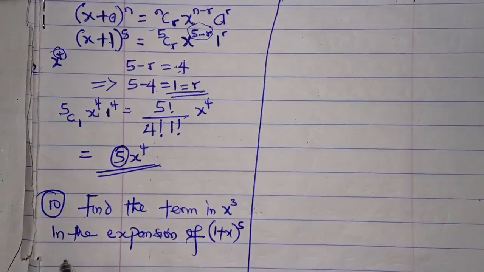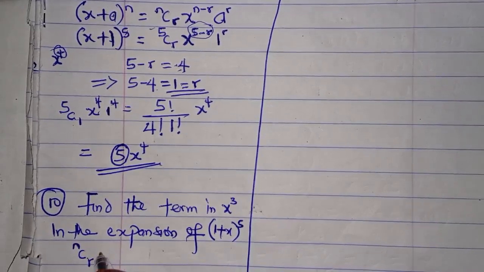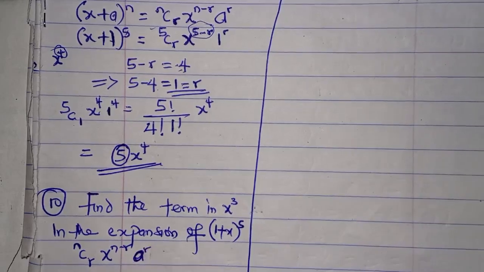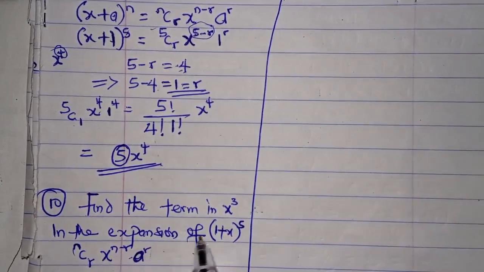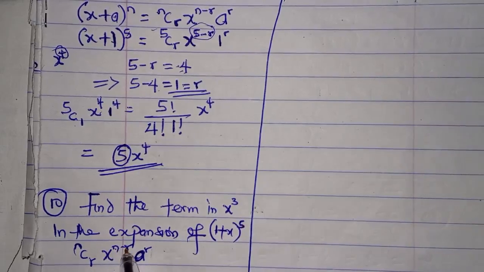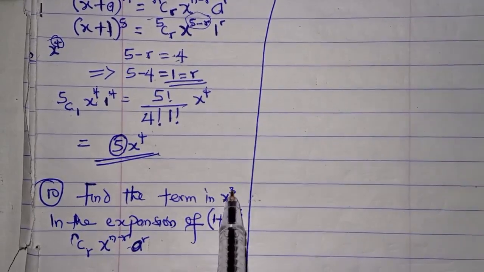Using the same formula that we used just now, n combination rho into x to the n minus rho times a to the power of rho. In this case now, x is x, a is 1, 5 is n. What's rho? Rho is unknown. Well, we are looking for the term that contains x raised to the power of 3.